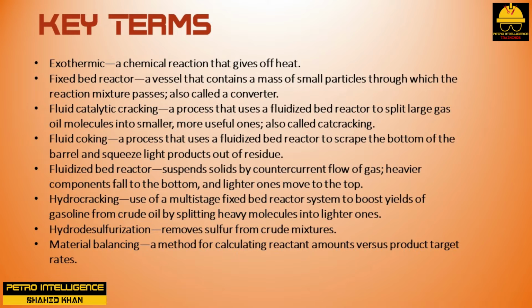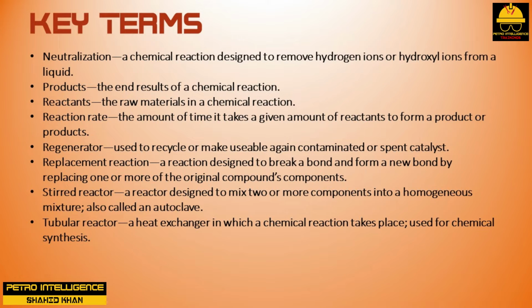Material balancing is a method for calculating reactant amounts versus product target rates. Neutralization is a chemical reaction designed to remove hydrogen ions or hydroxyl ions from a liquid. Products are the end results of a chemical reaction. Reactants are the raw materials in a chemical reaction. Reaction rate is the amount of time it takes a given number of reactants to form a product or products.